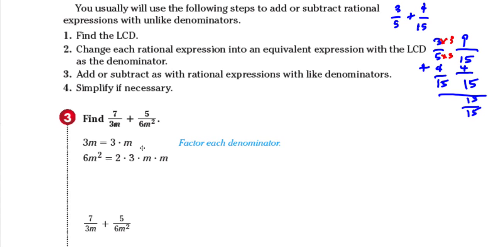Okay? And then the LCM would be, okay, you have a common factor of 3. Common factor of 3. Those two we will bring down once. And the ones which do not have common factors, we will bring down as well, which are 2 and m. So we're bringing down 2, 3, m, and m. Okay?